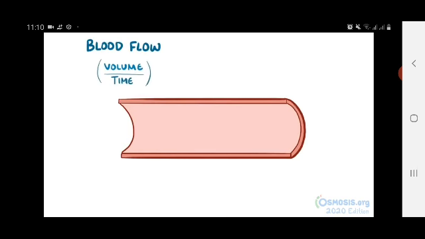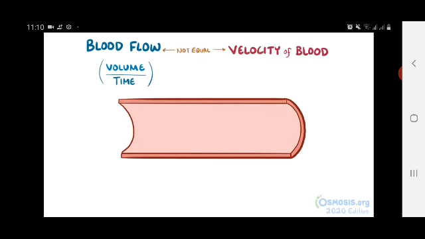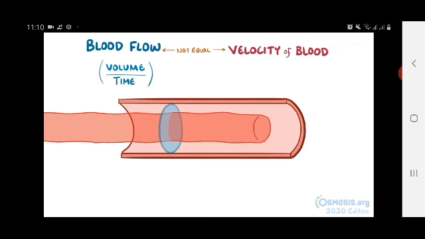Now, blood flow is not the same thing as velocity of blood. Blood flow is the volume of blood that moves by a point over some period of time. So let's say that this chunk of blood has a volume of 83 cubic centimeters. And it took 1 second for this much to flow past the blue circle. This would be the blood flow, represented by the variable capital Q.